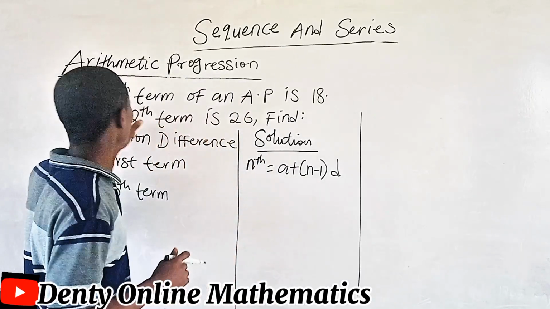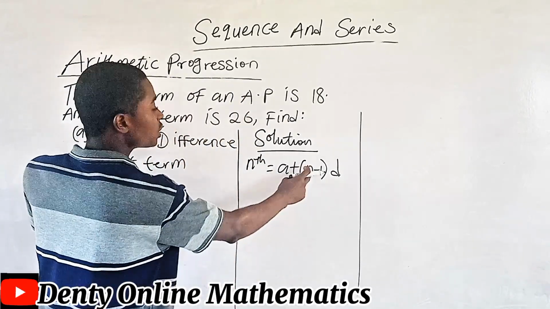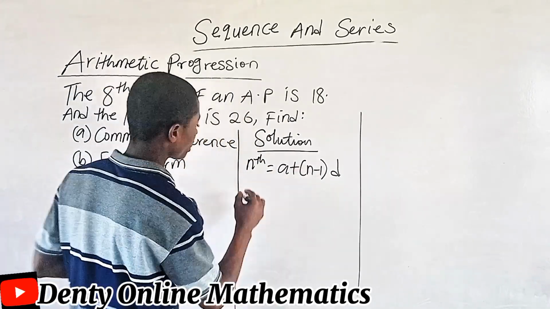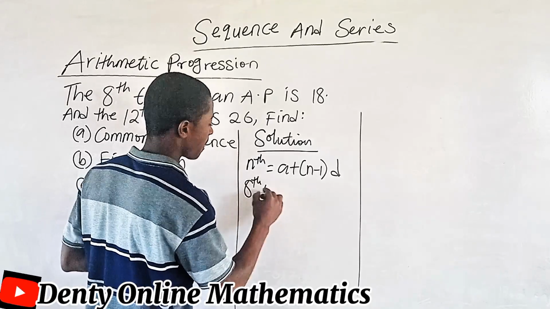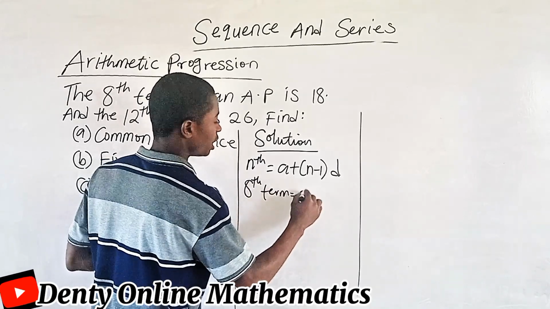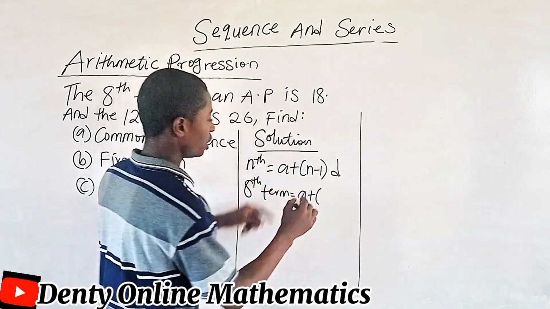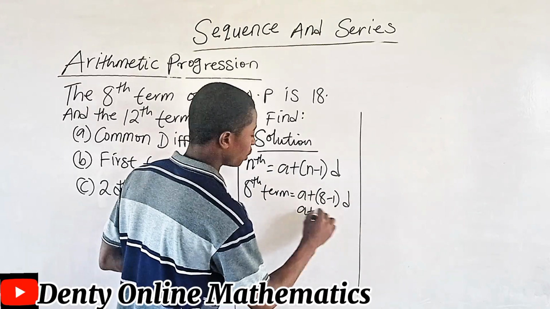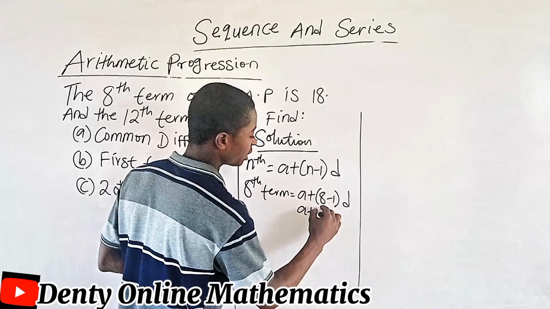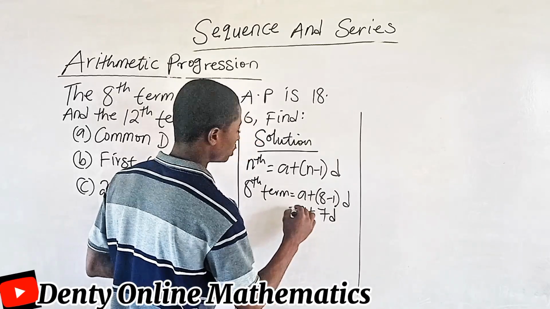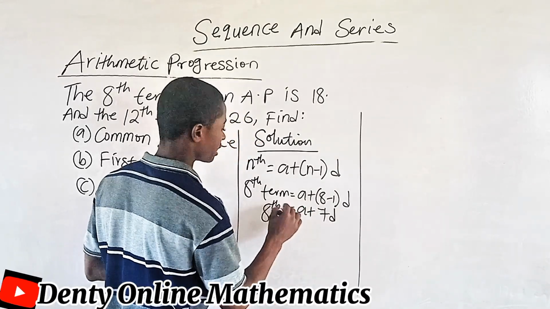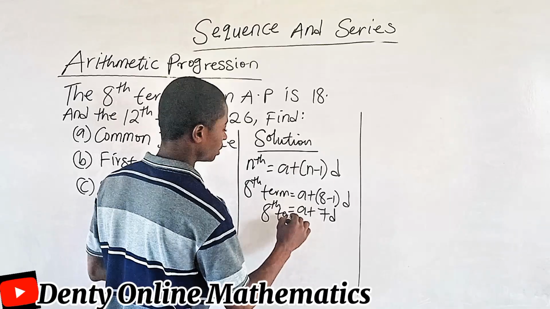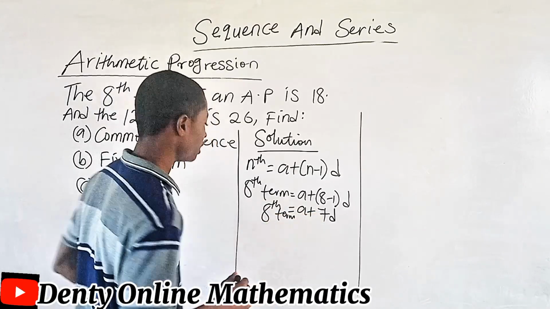Now, if we are talking about the 8th term, it means in place of n, we are going to replace it with 8. So the 8th term will be equal to A plus (8 minus 1) D. This will give us A plus 8 minus 1 is 7, and 7 times D is 7D. So the 8th term is equal to A plus 7D.